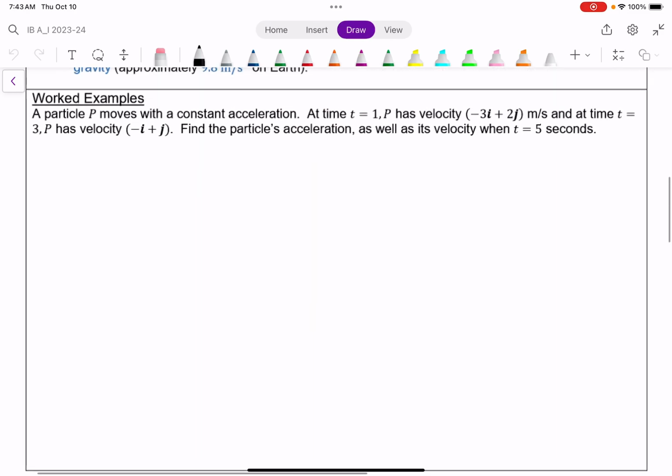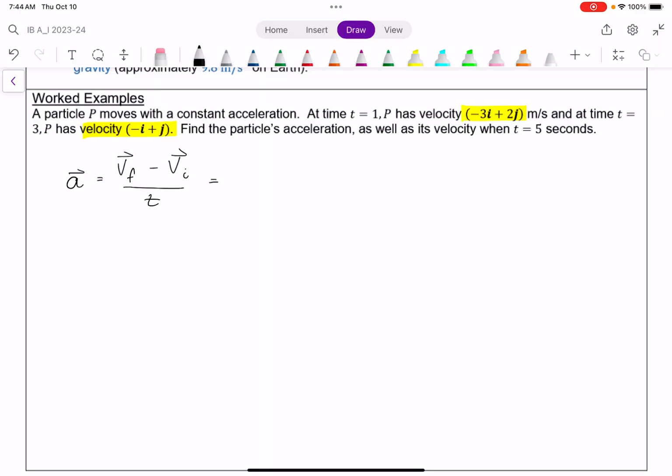So let's look at this. We got some particle, some point. It's moving with a constant acceleration, which means it's speeding up or slowing down at some constant rate. At time 1, it has a velocity like this, and at time 3, it has a velocity like this. We want to find its acceleration as well as its velocity after 5 seconds. Well, one helpful thing to remember is that acceleration is a vector. And if the acceleration is constant, we can find it by calculating our final velocity minus our initial velocity divided by the elapsed time. Because if it's constant, it's essentially like the slope of the change in velocity.